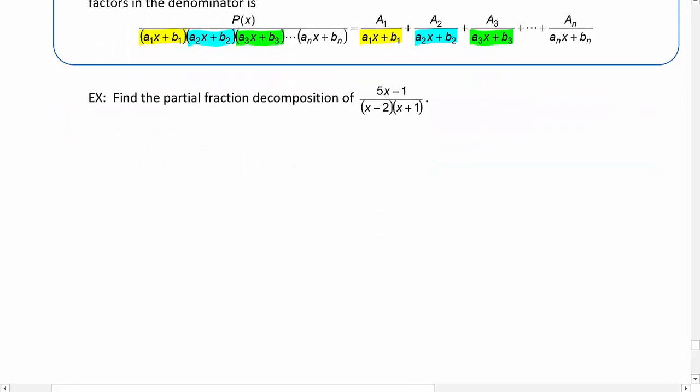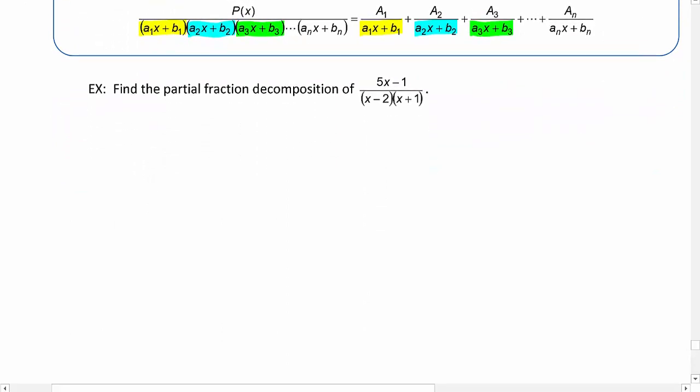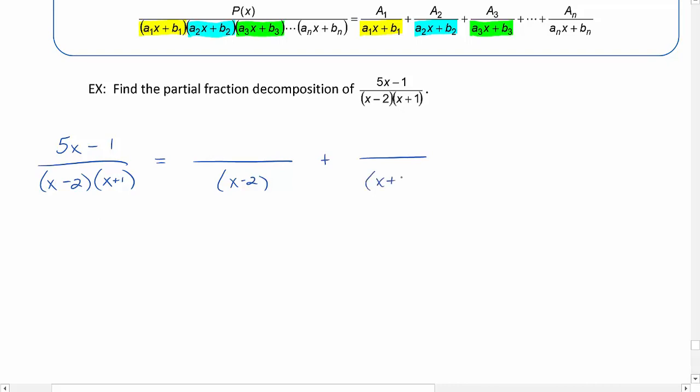All right, let's see this in action. We want to find the partial fraction decomposition for 5x minus 1 over x minus 2 times x plus 1. Well, our first step is to set up the partial fraction decomposition with our unknown constants in the numerator. So basically just what we have in the box above us. Since we have two distinct linear factors in the denominator, we're going to have two fractions that we're adding together. And I always put a plus in between. If it's supposed to be minus, then the numerator will end up being negative. So I always just keep it plus.